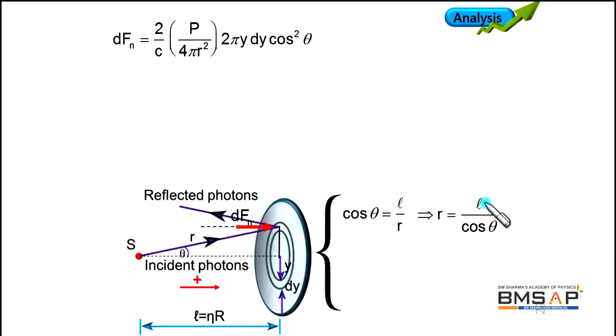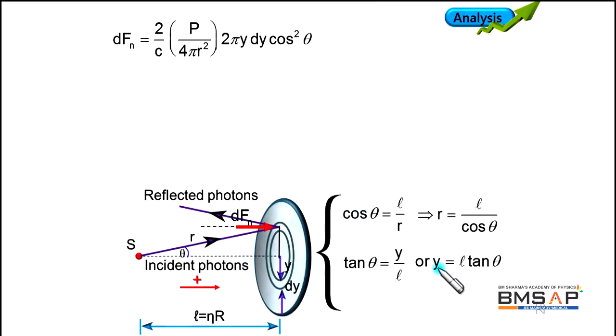That means r equal to L divided by cos theta. We got the value of small r in terms of theta and small l. Now we can write the expression for y. This is y, it is also unknown. This value is L. That means we can write tan theta equal to y divided by L. That means y equal to L tan theta, right.